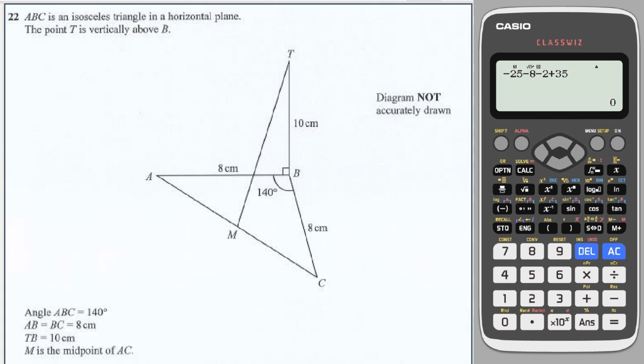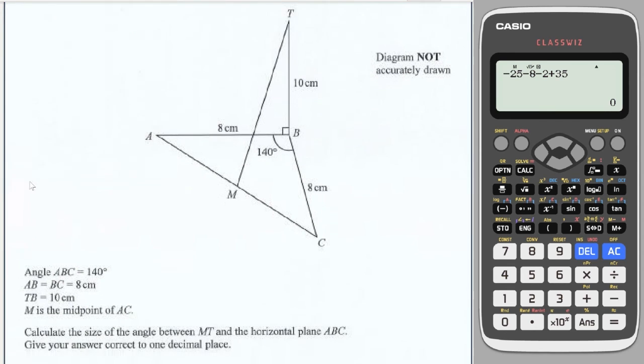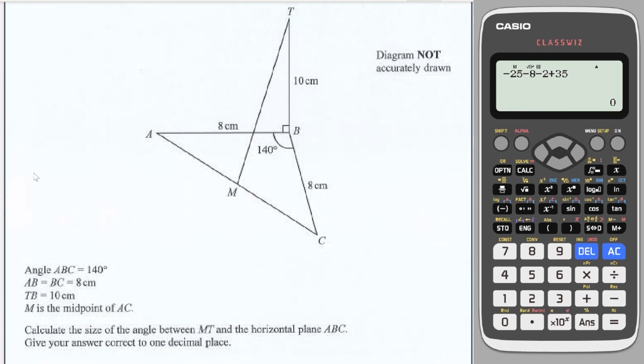Question 22. There is an isosceles triangle in a horizontal plane, and the point T is vertically above B. Got it. We've got that that's 140. We know those are both 8. We know that TPB is 10, and M is the midpoint. Calculate the size of the angle between MT and the horizontal plane ABC. So I'm going to draw a line across like that, and then an angle in here, and then theta. That's the one we need.